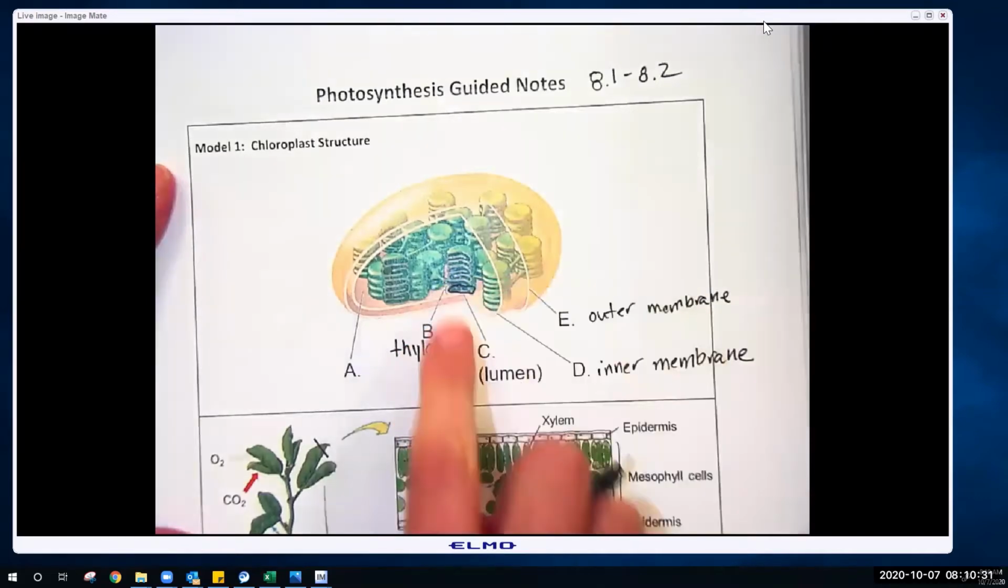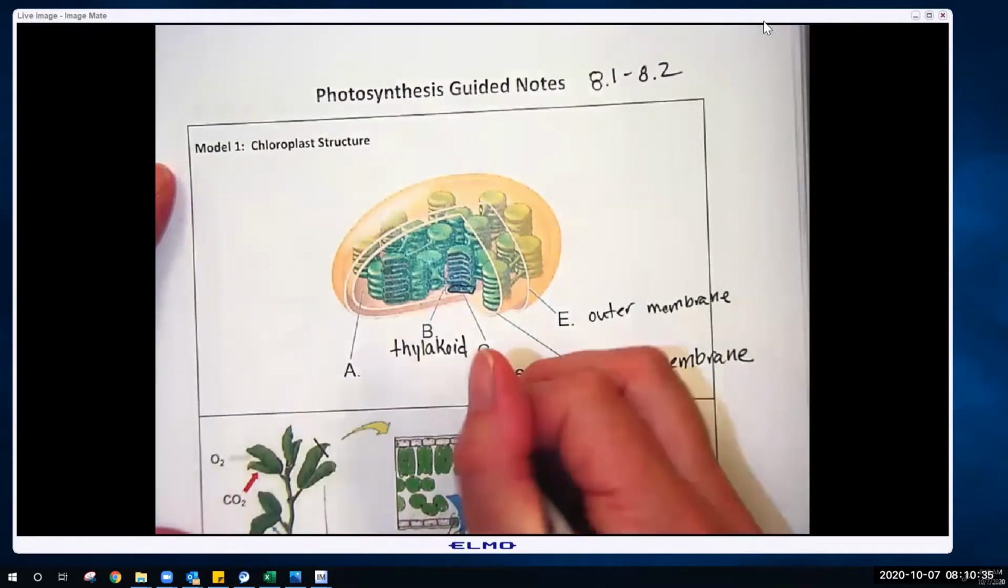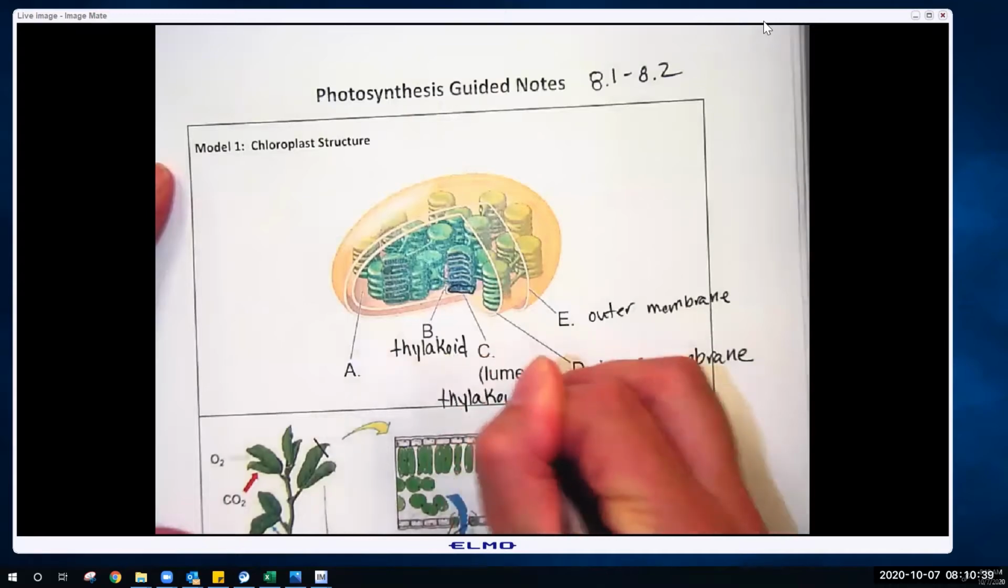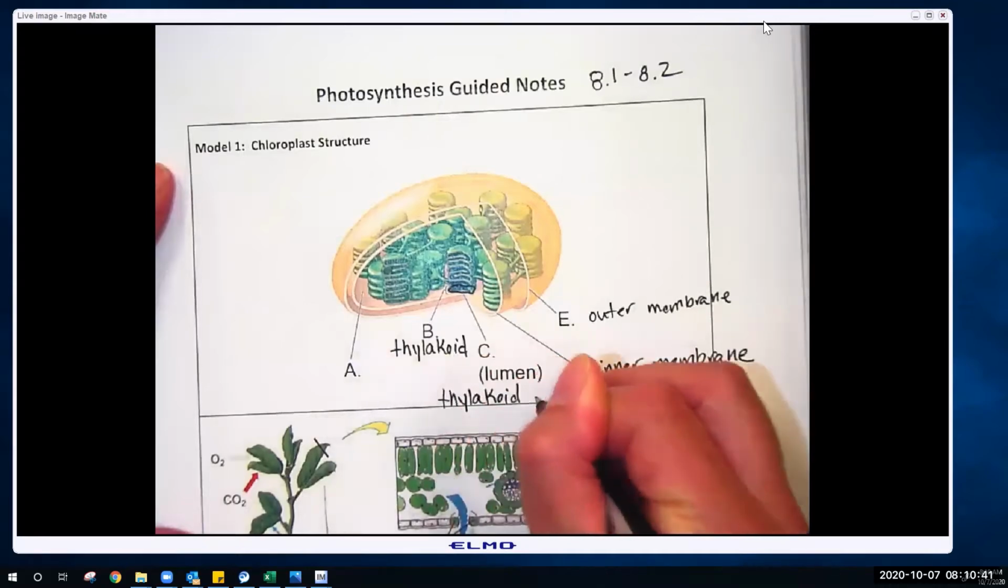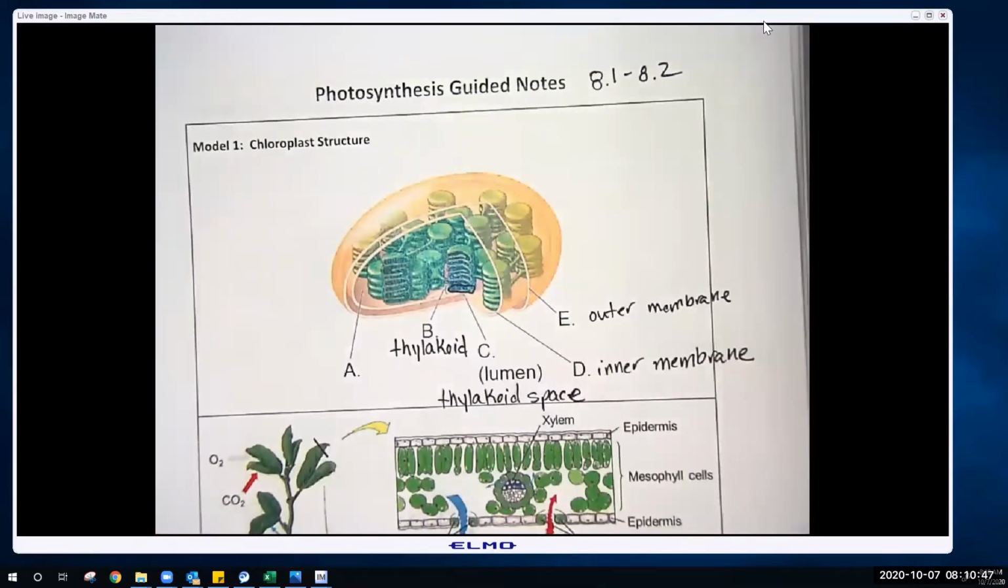And the inner part of that thylakoid is called the lumen, or sometimes your book refers to it as the thylakoid space. It's that space inside the thylakoid. And they're flat green discs with an aqueous solution on the inside.